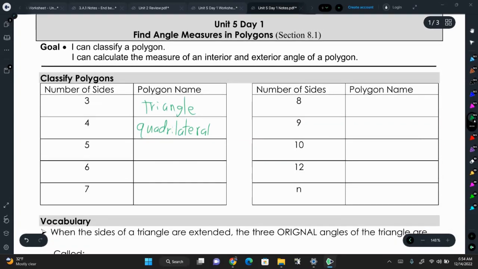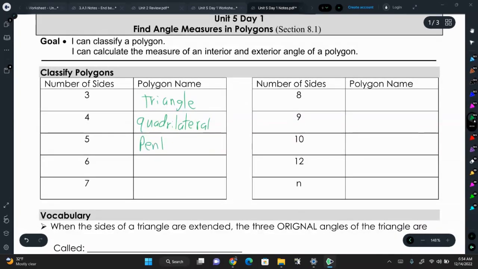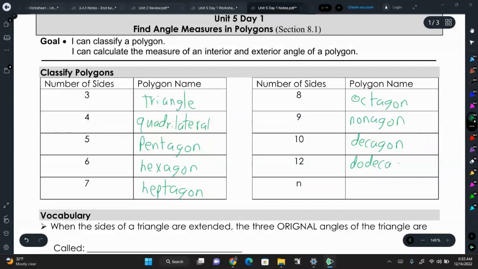A five-sided shape is a pentagon. A six-sided shape is a hexagon. A seven-sided shape is a heptagon. Eight sides is an octagon. Nine is called a nonagon. Ten is called a decagon. Twelve is a dodecagon. And for any other number of sides, we just call it an n-gon.